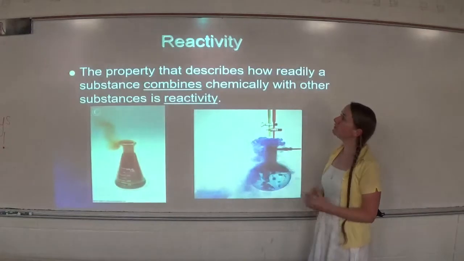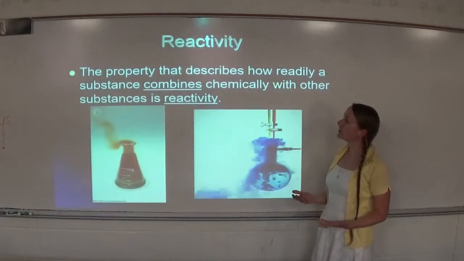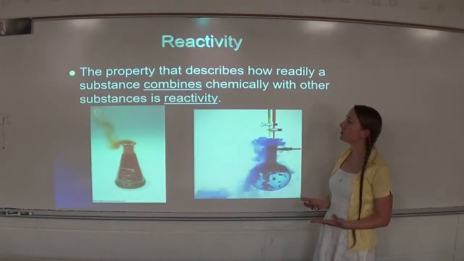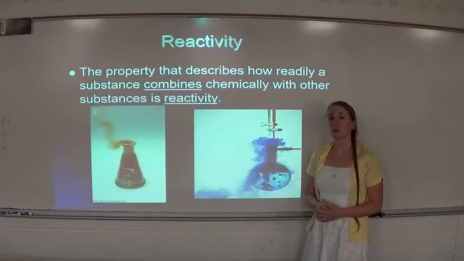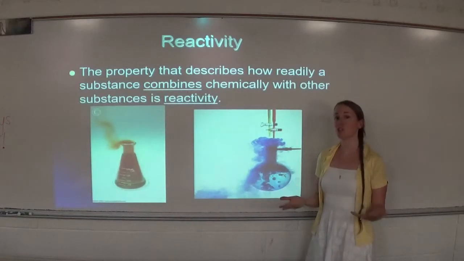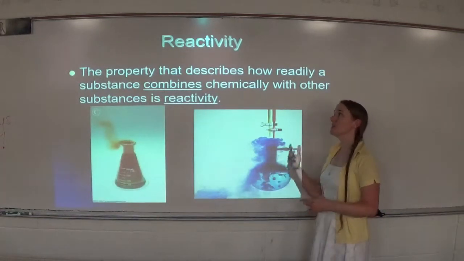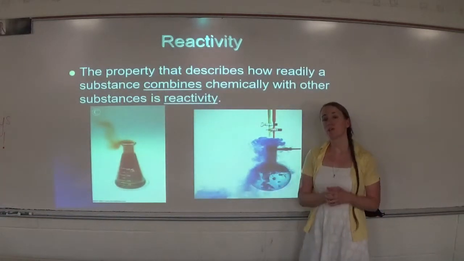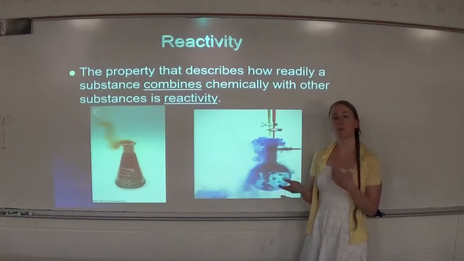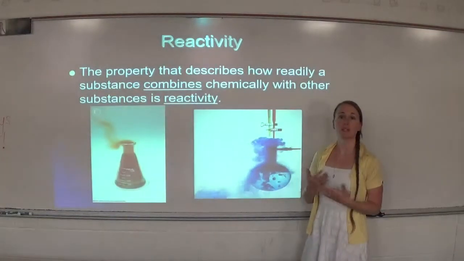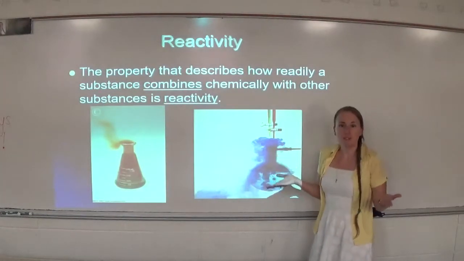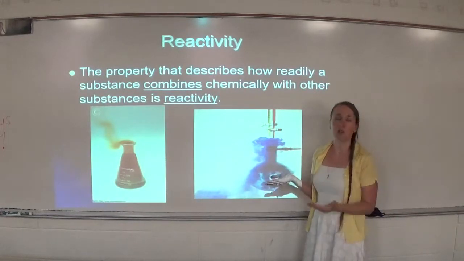And reactivity is the property that describes how readily a substance combines chemically with other substances. For example, some things are highly reactive, like a concentrated acid. That wants to combine with everything. Whereas some things are not quite as reactive, like gold and silver. That's why we make our jewelry out of it, because we don't want something that's going to react with our skin. We don't make our jewelry out of acids because that will eat through our skin.